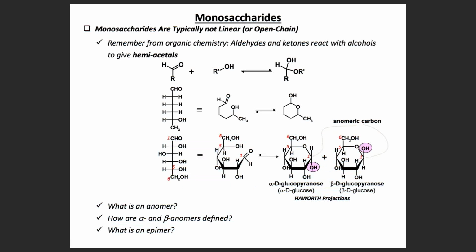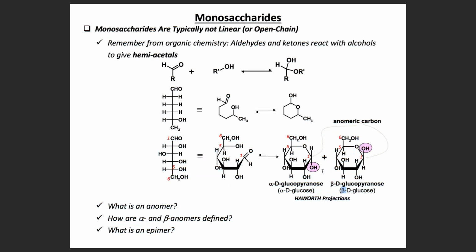This anomeric carbon can either have the OH at the bottom or at the top. And therefore, we end up with two additional nomenclature symbols, alpha and beta. So we have D-glucose, but then we also have alpha-D-glucose and beta-D-glucose.